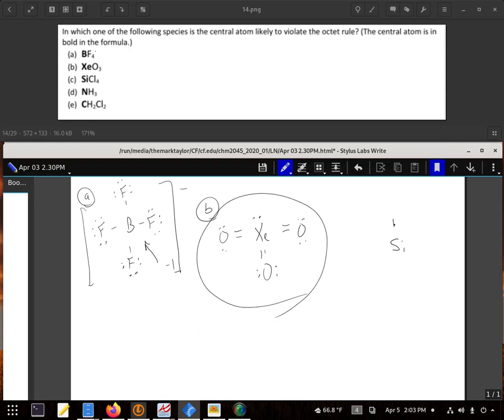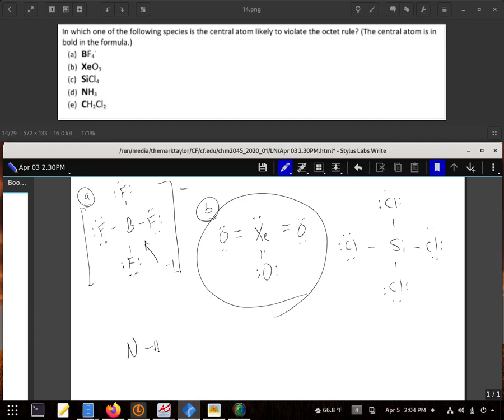Silicon tetrachloride, we're going to find after we distribute all of our electrons, there's going to be 32 valence electrons. So I got 2, 4, 6, 8, 10, 12, 14, 16, 18, 20, 22, 24, 26, 28, 30, 32. All distributed, all 32 valence electrons. Silicon has 4 bonds, or 8 electrons around it, so it's perfectly following the octet rule.